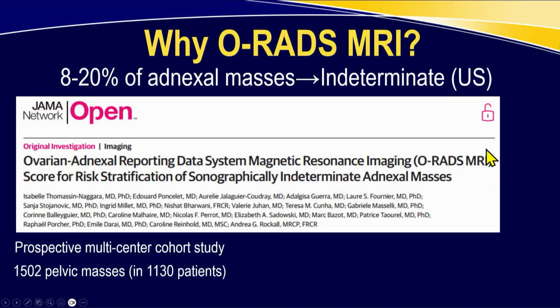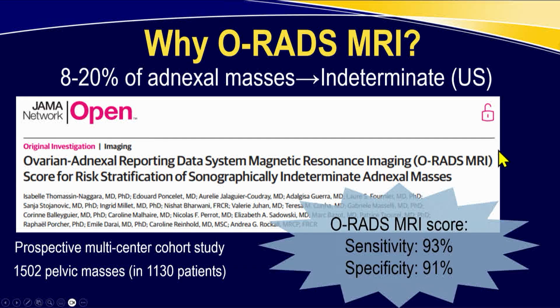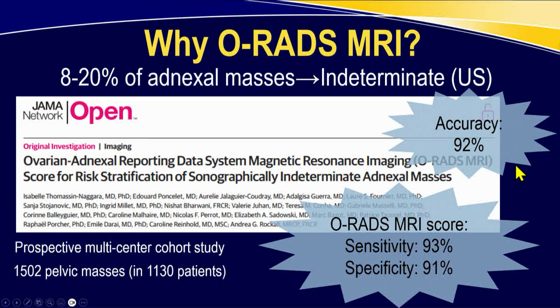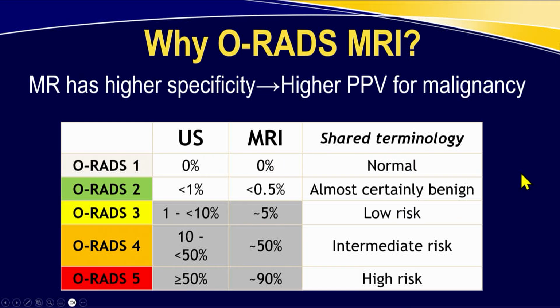And they evaluated over 1,500 pelvic masses in a little over 1,100 women. And what they found was that the O-RADS MRI score had a sensitivity of 93% and a specificity of 91%, with an accuracy of 92%. So that's very positive and encouraging.